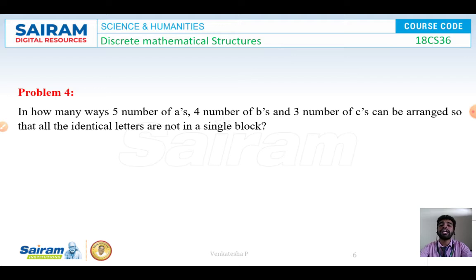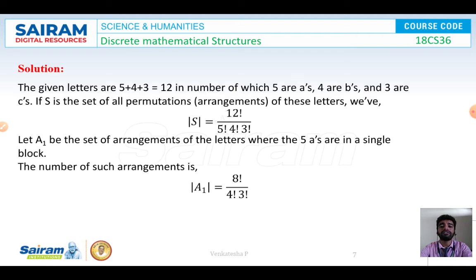One more example: in how many ways can 5 A's, 4 B's and 3 C's be arranged so that all the identical letters are not in a single block? To find this, first I will be defining the order of S. To find the order of S, we must have a finite set. It is given by the given letters: 5 plus 4 plus 3 is equal to 12. Out of this, 5 are A's, 4 are B's and 3 are C's here.